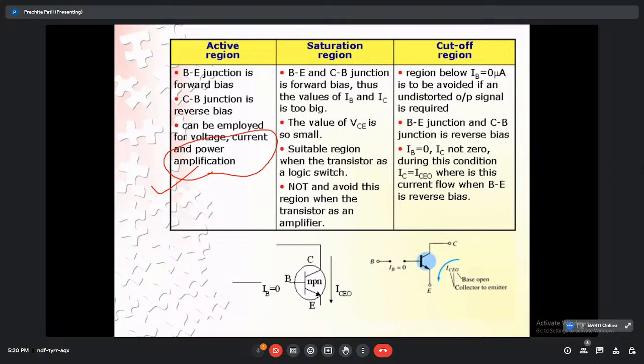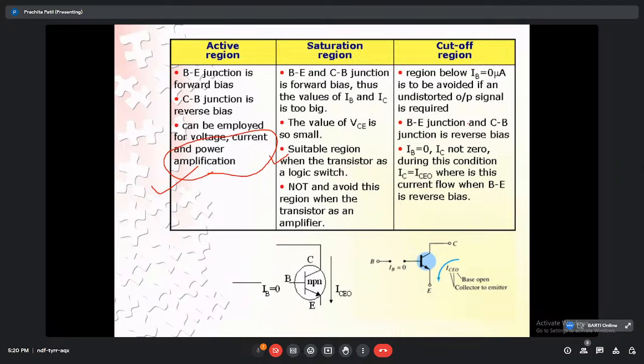Then in the saturation region, the base to emitter and collector to base junctions are forward biased. Thus the values of IB and IC are too big, and the value of VCE is so small. So this is a suitable region when the transistor is used as a logic switch, and you avoid this region when the transistor is used as an amplifier. Then the cutoff region, below IB equal to 0 microampere, is to be avoided if an undistorted output signal is required.